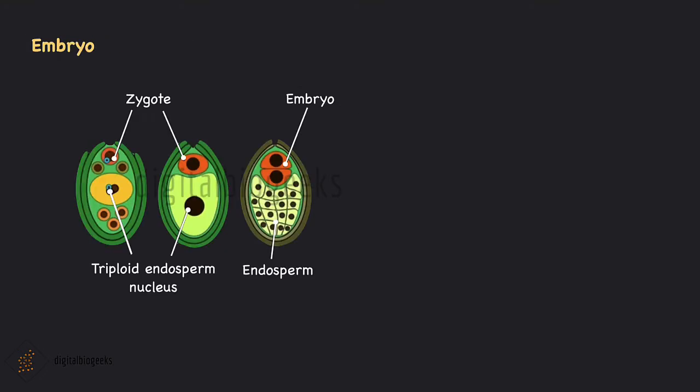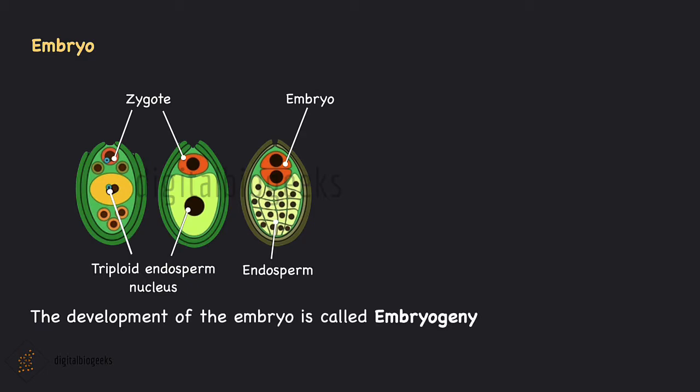Let's learn about the embryo. We know that the ovule develops into seed and the ovary into the fruit. The embryo develops at the micropylar end of the embryo sac. Before the development of the embryo, the antipodal cells and the synergids degenerate. The development of the embryo is known as embryogeny. Embryogeny starts only after a certain amount of endosperm is formed. This is because the embryo needs endosperm to provide nourishment.